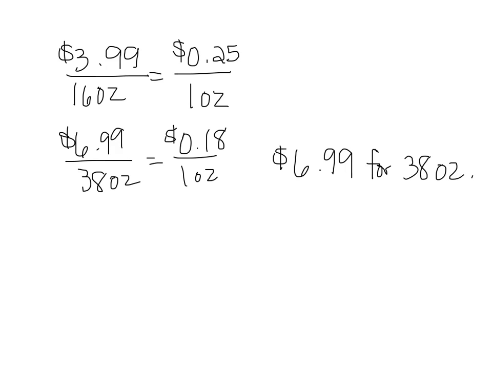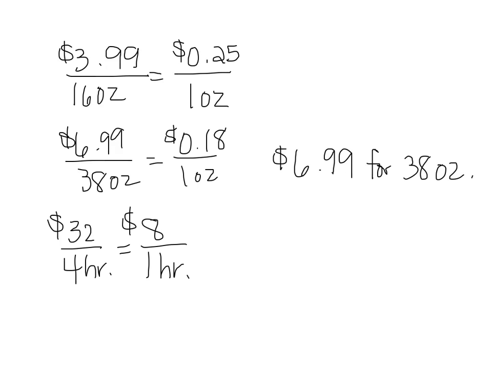Okay, number 5. Kenji earns $32 in 4 hours. How much does he earn per hour? What's his hourly rate? Oh, $8. Yep, because you just go 32 divided by 4, he's making $8 an hour.